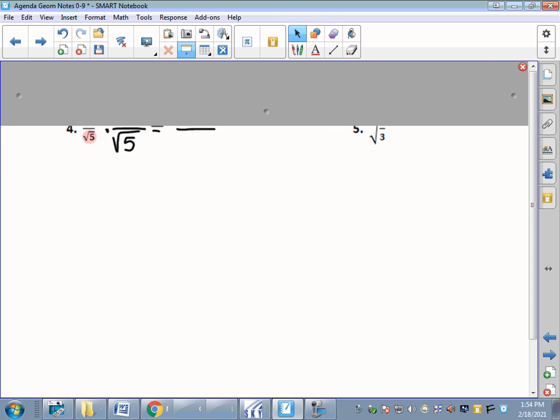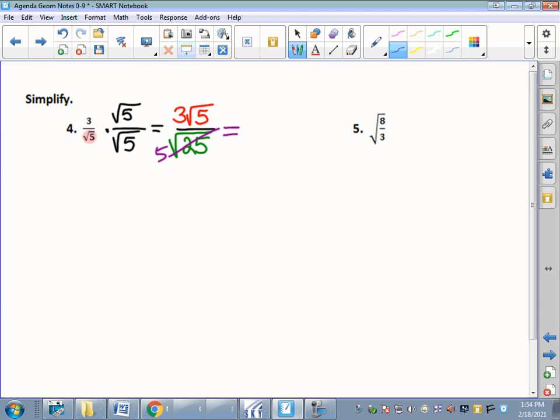Square root of 5 times the square root of 5. Well, they're both underneath the square root box, just like that 5 times 10. We're going to do that. So that would be a square root of 5 times 5 is 25. Here's the beautiful part. It will happen every time. Do you notice that 25 is a perfect square? What's its square root? 5, right? So I've got 3 square roots of 5 over 5. That is my final answer.